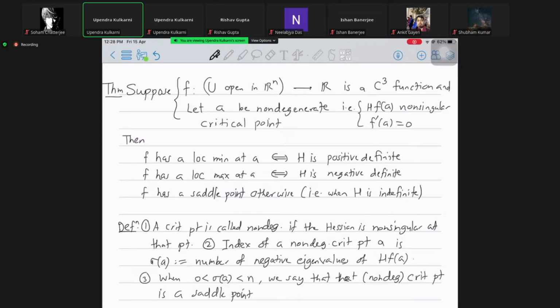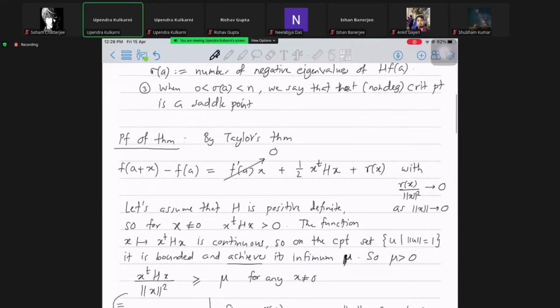And we already proved last time that if you have a local minimum, then the Hessian has to be positive semi-definite. So by hypothesis, now it has to be positive definite because I assume that zero is not an eigenvalue.